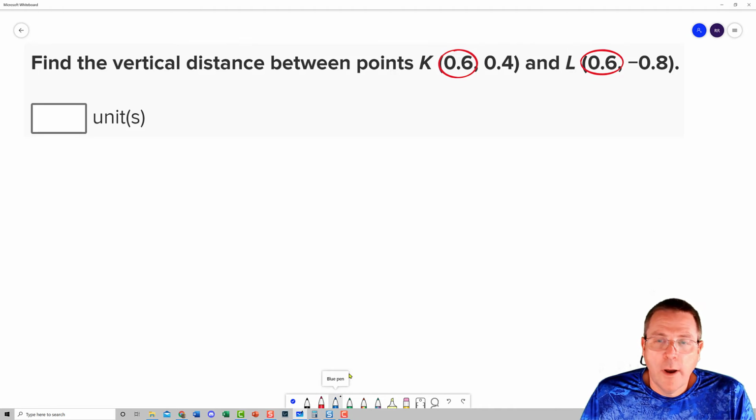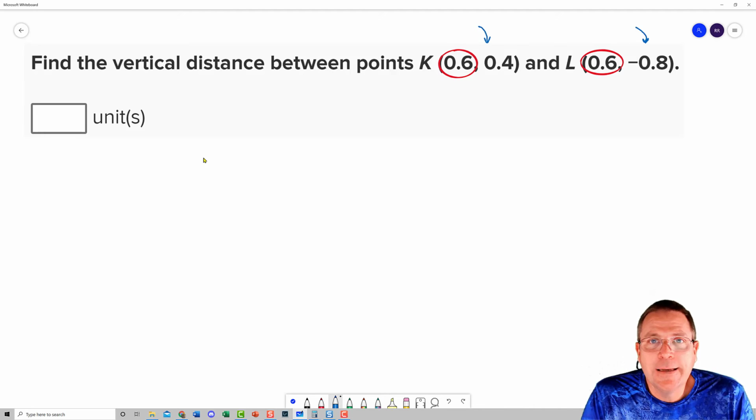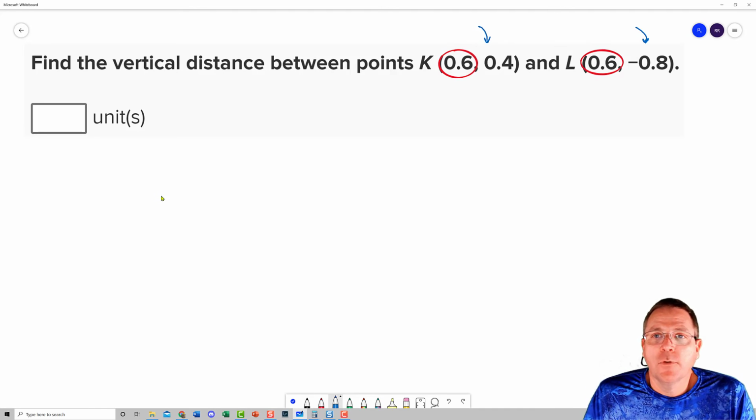Now when I look at my y values, I'm going to notice that that one is going to be positive and that one is going to be negative. Because those have different signs, we know that it's going to be located in different quadrants. Because they're located in different quadrants, that means we're going to be adding their absolute values.